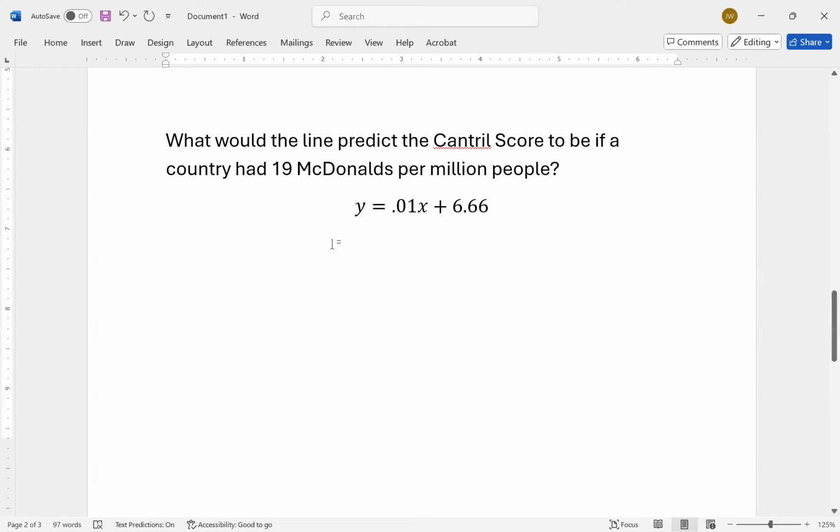It asked us to predict the Cantrell ladder score if the country had 19 McDonald's per million people. So all we have to do is replace the X in our line with a 19. So that becomes Y equals 0.01 times 19 plus 6.66. Therefore, we get a Y value of about 6.85.